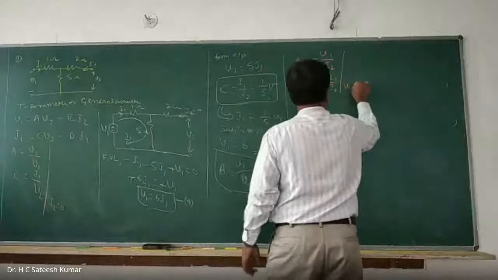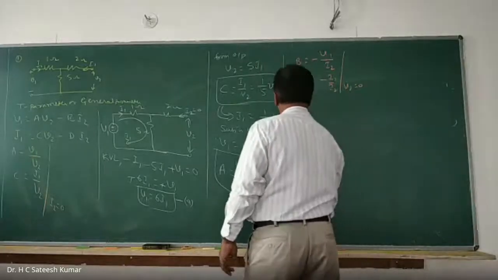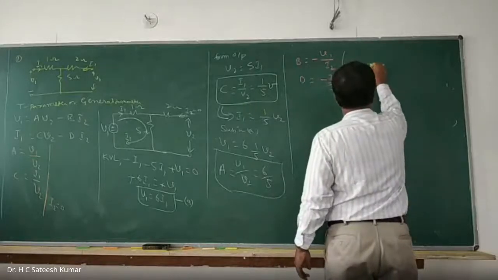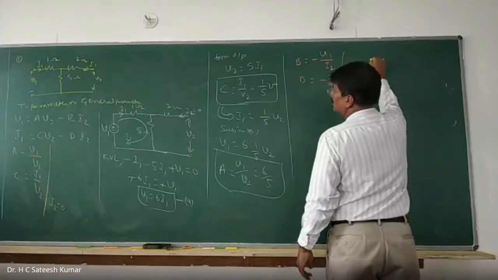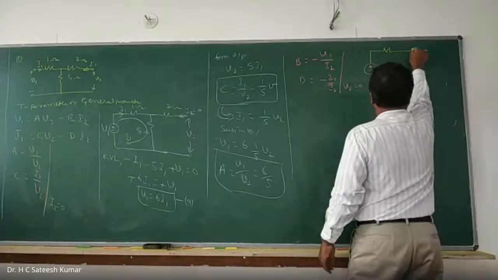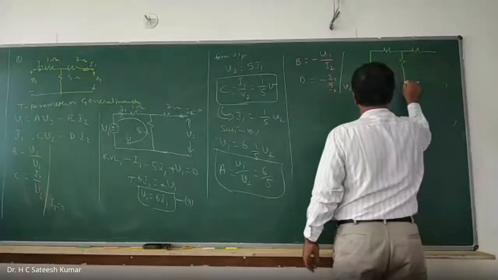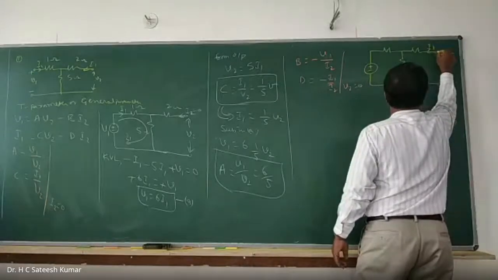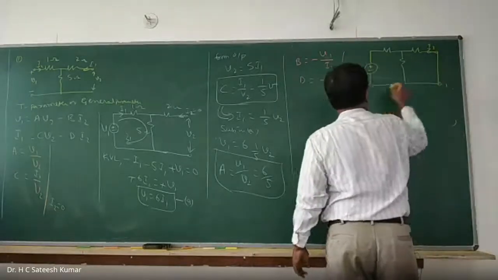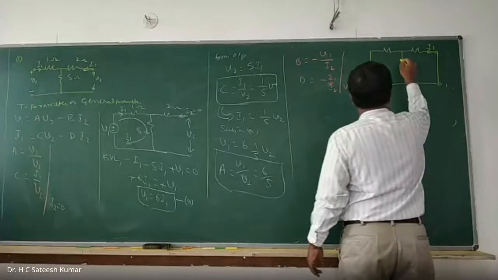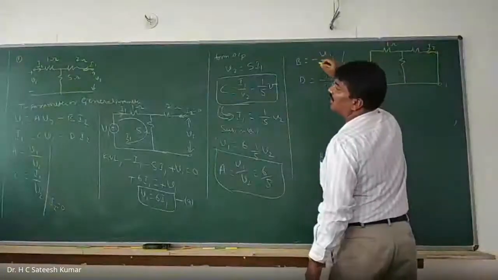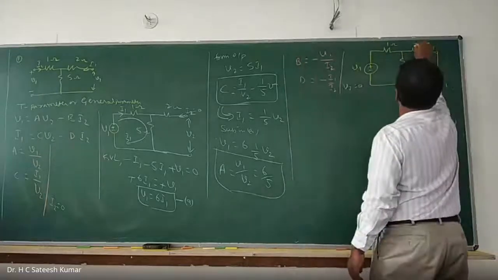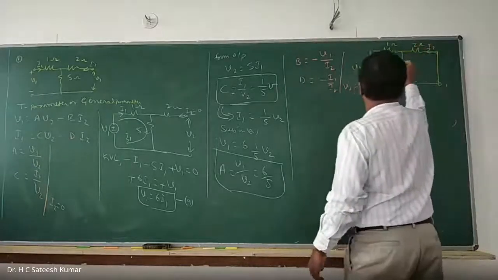V2 equal to 0. V2 equal to 0 means what? Output port short. Refer to the circuit diagram once again. This current direction remains the same. This is shorted. This is 1 ohm and this is V1, and this is 2 ohms and this is 5 ohms.